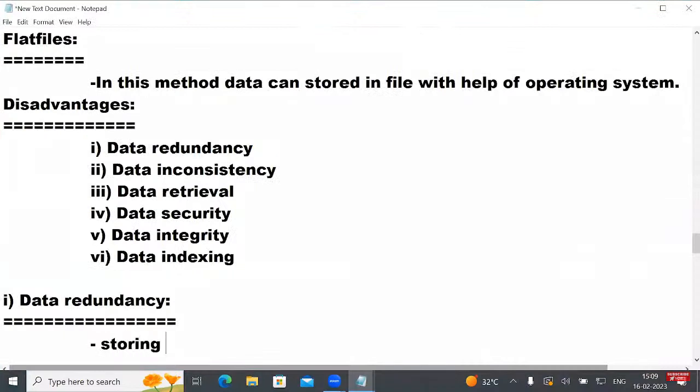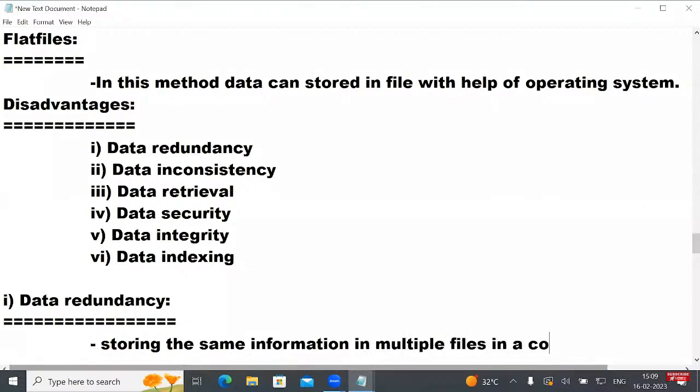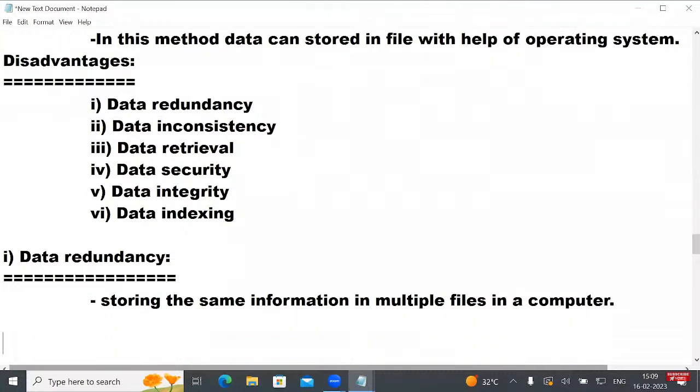Storing the same information, storing the same information in multiple files in a computer. Okay, now? This is what we call redundancy.